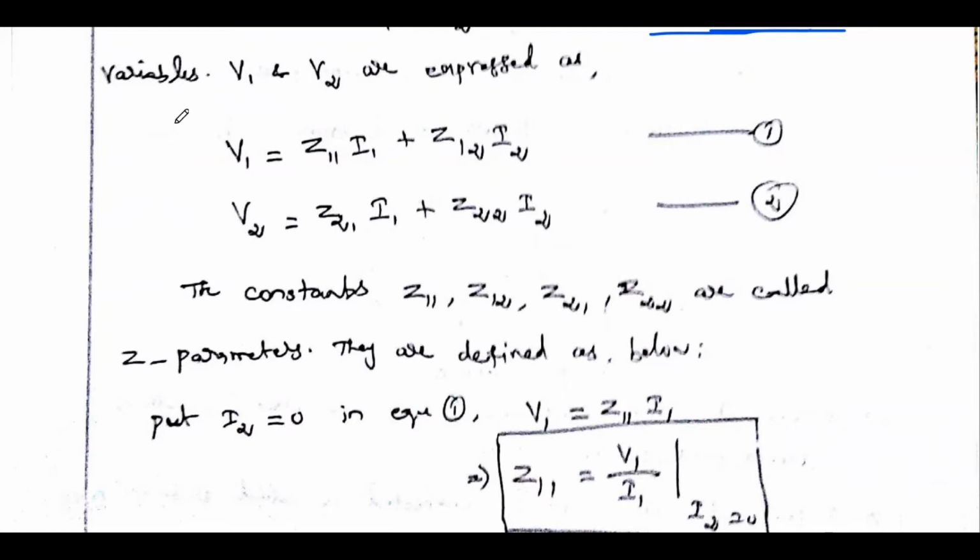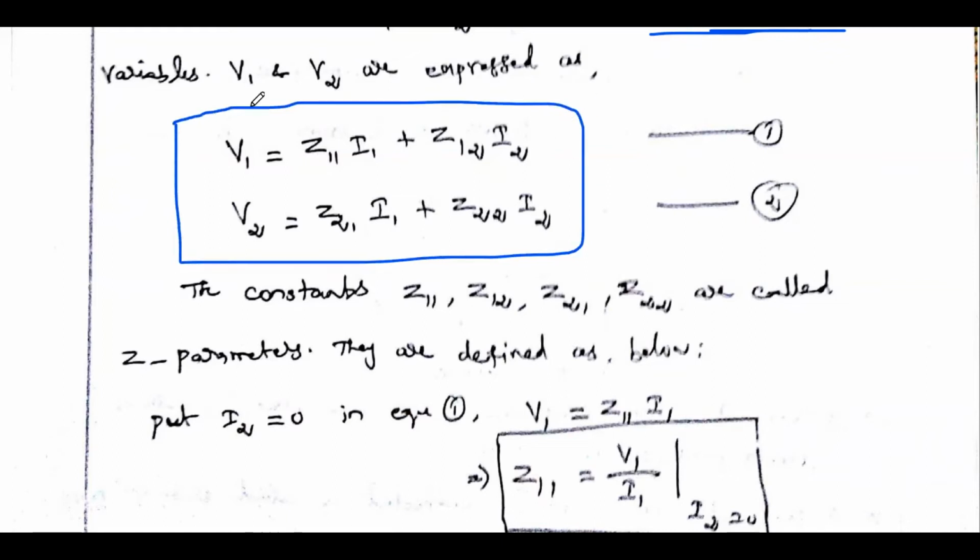In a 2-mark question they may ask you to write down the Z parameter equations. For a 2-mark question you just write these two equations: the input voltage equal to this, and the output voltage equal to this. This is one of the 2-mark questions.